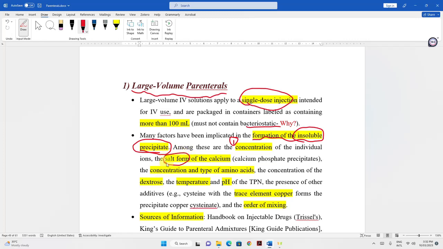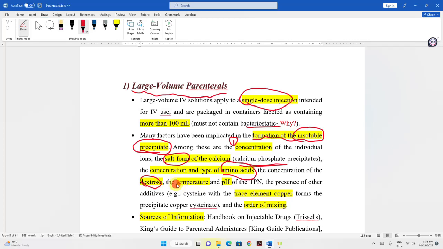The salt form, some salts are soluble and some salts are not. One of the most famous precipitates is the calcium phosphate. This is a very famous precipitate in IV infusion. So you have to be careful with regard to how much calcium and phosphate is there. Another thing that can affect precipitation is the concentration and type of amino acids you use. Also the concentration of dextrose. Of course, dextrose is the same as glucose.